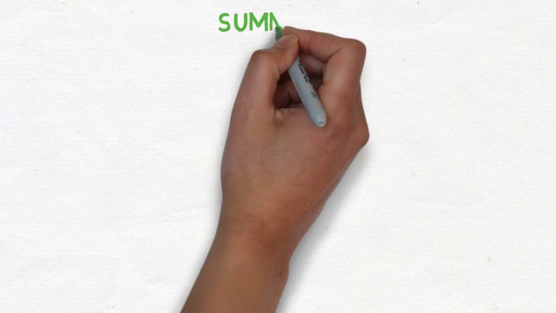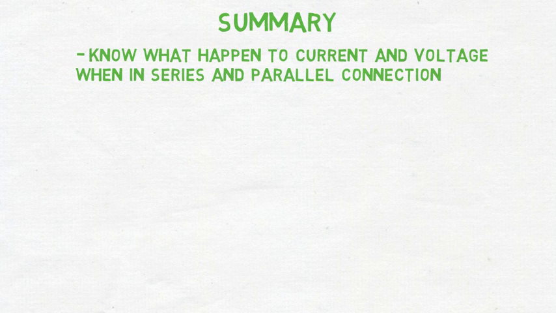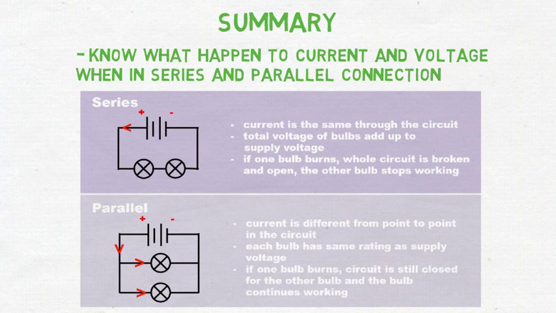We have reached the summary of this chapter. We must know what happens to current and voltage when in series and parallel connections. In series, we note that the current is the same throughout the circuit. The total voltage of bulbs add up to supply voltage. If one bulb burns, whole circuit is broken and open. The other bulbs stop working as a result.